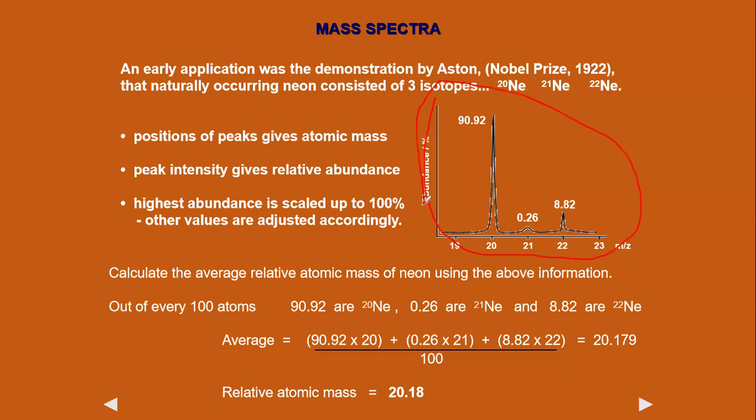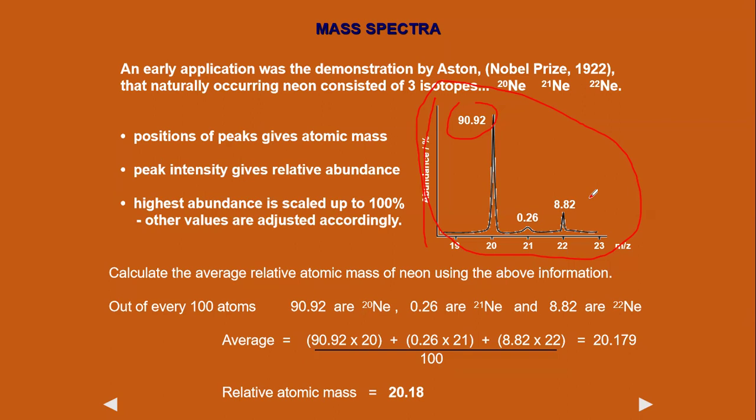Look at this one. This is a graph obtained from the mass spectrometer. And then you will see 3 peaks. One of the peaks is 90.92% of neon 20. And we have another, very small peak, 0.26% of neon 21. And we have another peak of 8.82% of neon 22. So there are 3 isotopes. This means there are 3 isotopes of neon. The one that has the largest abundance is neon 20, 90.92%. So these abundances are used to calculate the relative atomic mass of elements.